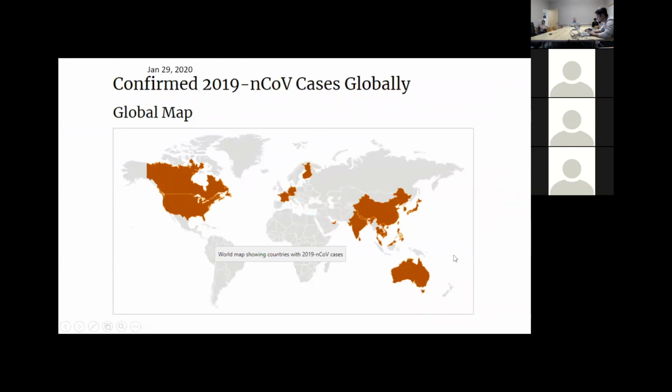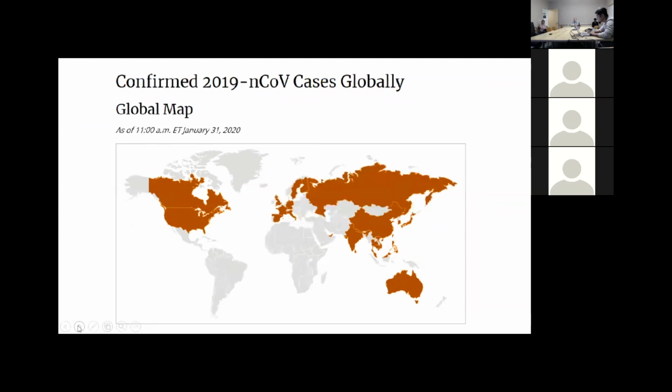Okay, this is another slide from my previous talk. I use this to show the rapid spread of this disease. On January 29th, 2020, this is what the map looked like of countries reporting cases. But 2 days later, this is what the map looked like. A dramatic change, I'm going to go back again. So we went from here to here in a matter of 2 days.